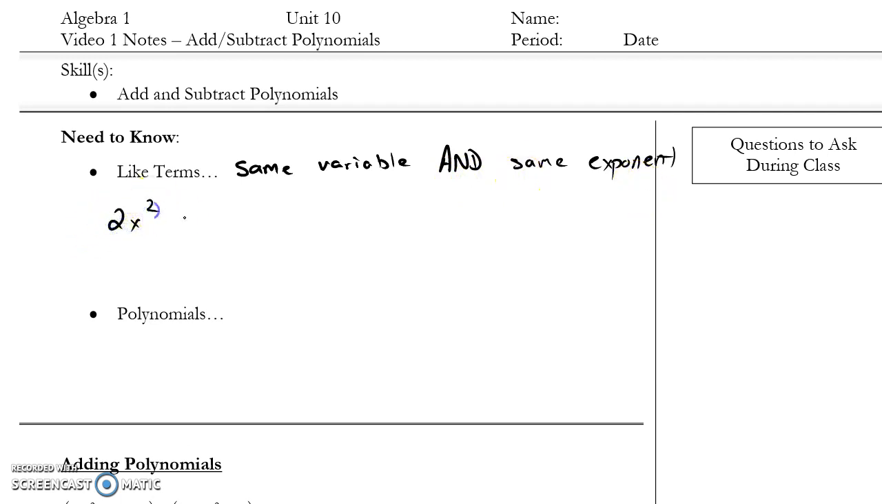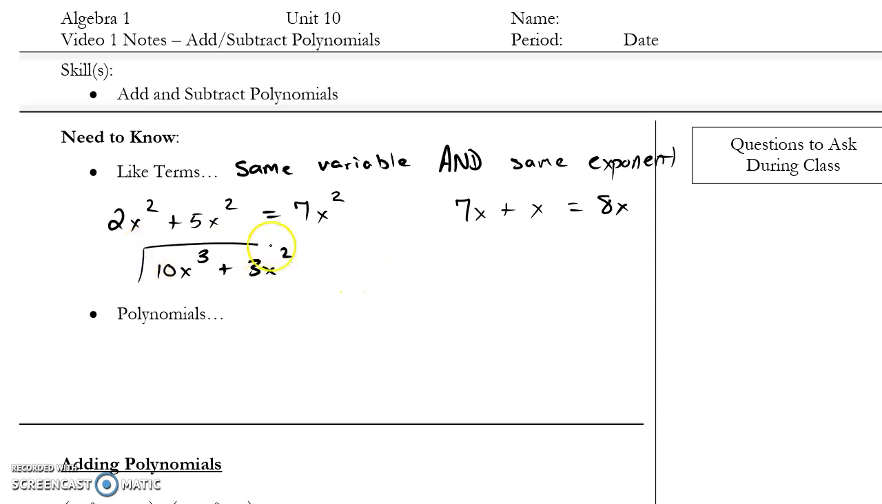So if I asked you to do 2x squared plus 5x squared, you could tell me that it's 7x squared. Add my coefficients, the variable and exponent stay. Same idea. If I said let's do 7x plus x, you could tell me that that's equal to 8x, because that's a coefficient of 7, that's a coefficient of 1, 7 plus 1 is 8. The variable and exponent stay, it's just x. In contrast, if I gave you 10x cubed plus 3x squared, those aren't like terms. I can't combine those. That would be simplified.